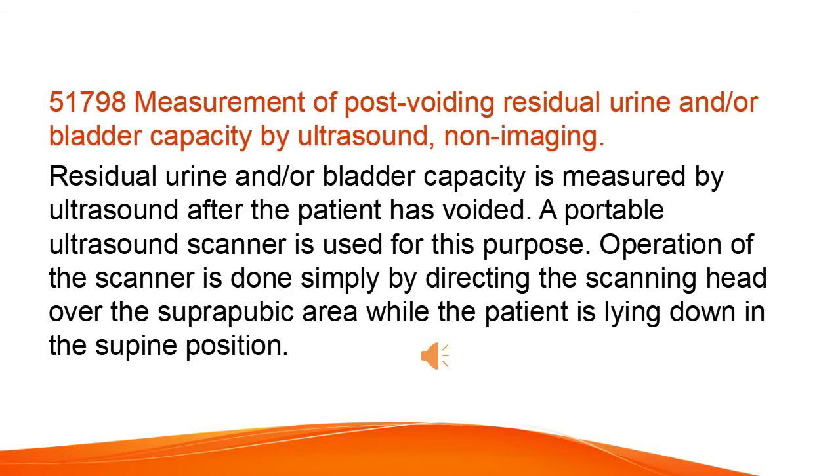Measurement of post-voiding residual urine and/or bladder capacity by ultrasound, non-imaging. Residual urine and/or bladder capacity is measured by ultrasound after the patient has voided. A portable ultrasound scanner is used for this purpose. Operation of the scanner is done simply by directing the scanning head over the suprapubic area while the patient is lying down in the supine position.